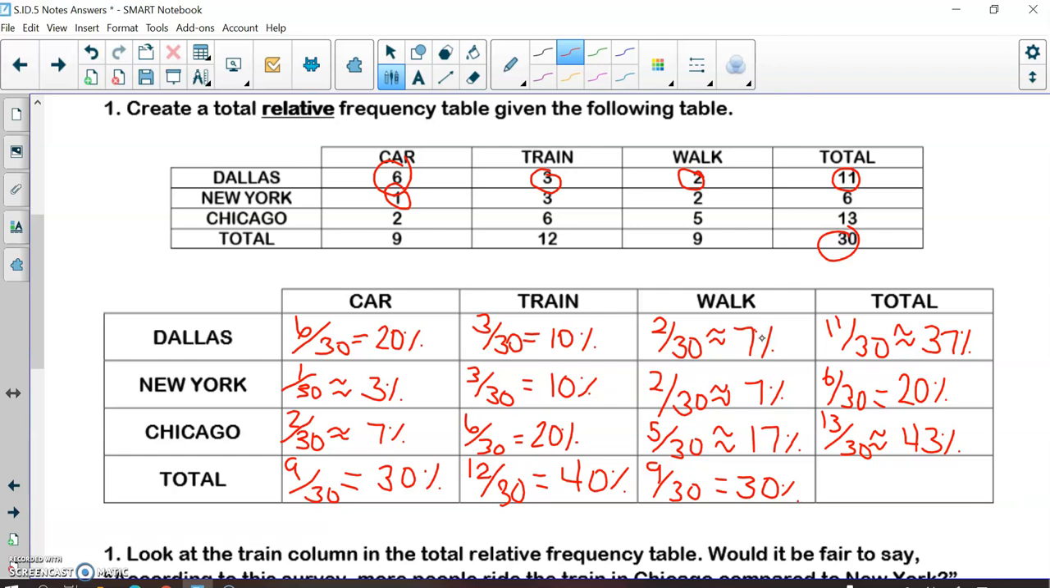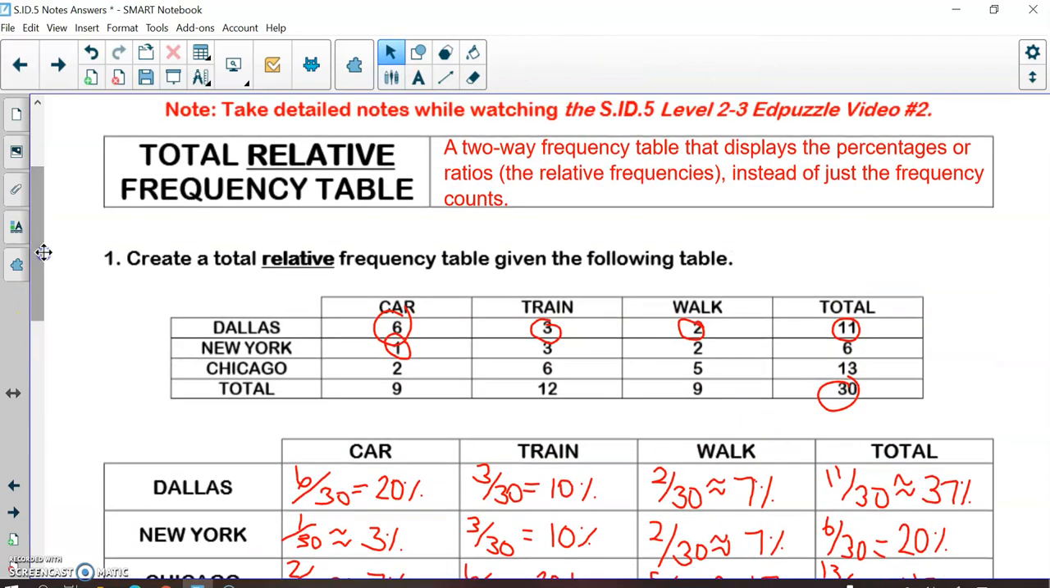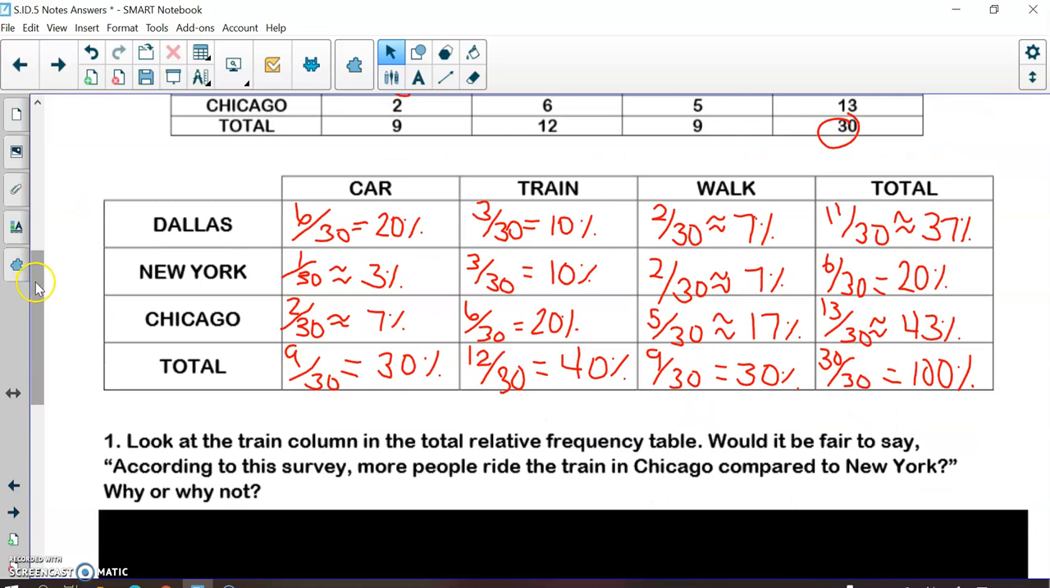But in my overall total, I should have 30 out of 30, which gives me 100%. And if you add the total column, 37 plus 20 plus 43, that does give you 100. And if you add the total row, 30 plus 40 plus 30 does give you 100%. So you should wind up with 100% in that very last total. So these are your relative frequencies, and this is called the total relative frequency table. It's always given in percentages or ratios.